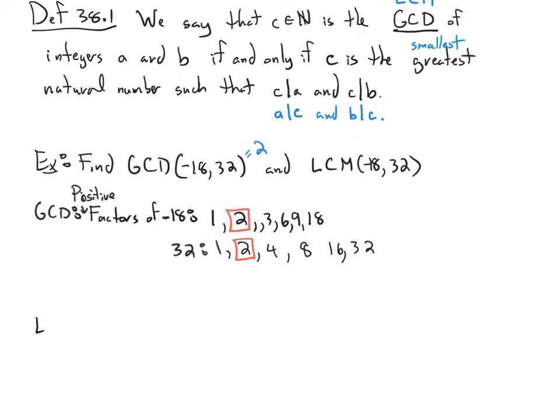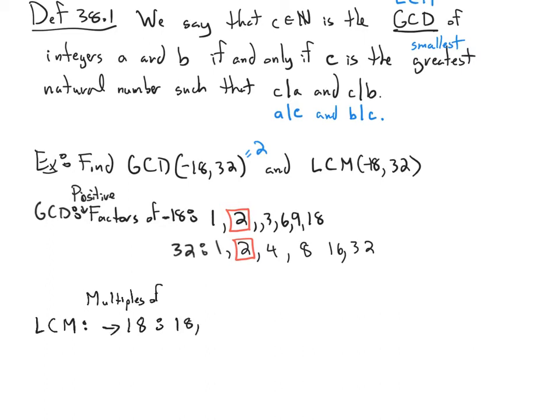And for the least common multiple, we're going to have to list positive multiples of negative 18 and 32. Negative 1 times negative 18 is 18. Rather than writing negative 1 times negative 18 and negative 2 times negative 18, I'll assume that both negatives cancel. So I'll just say 1 times 18, 2 times 18, etc. So let's write down our multiples of 18.